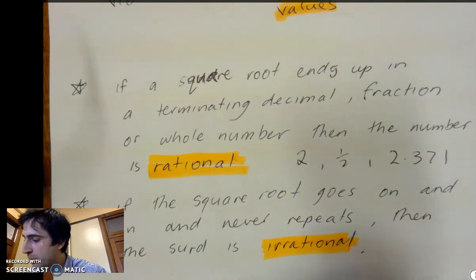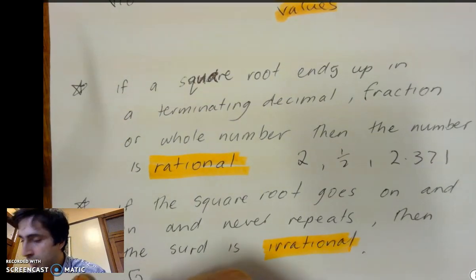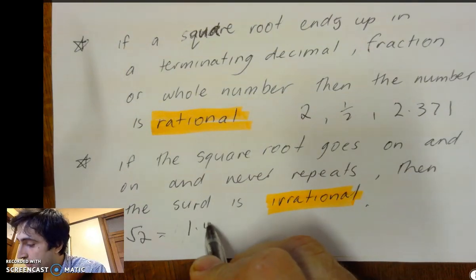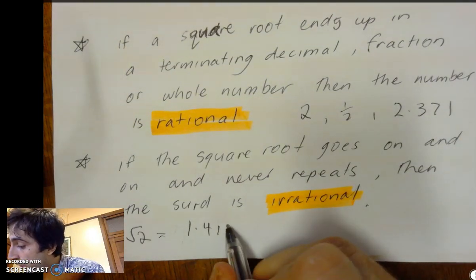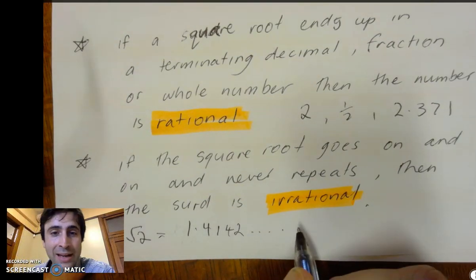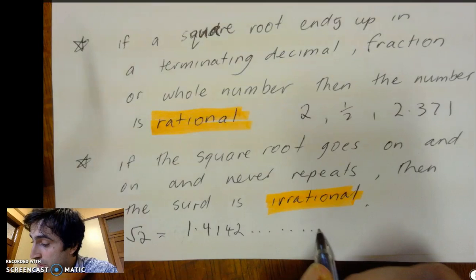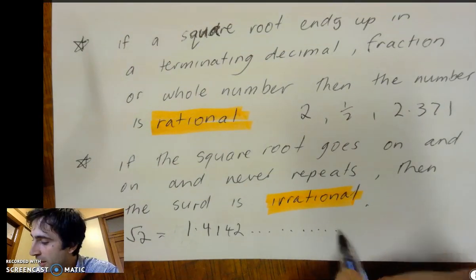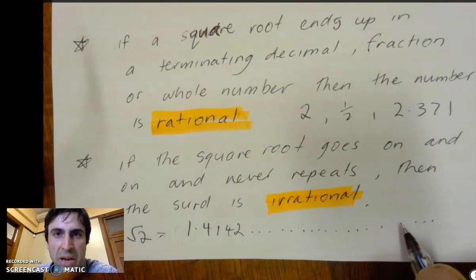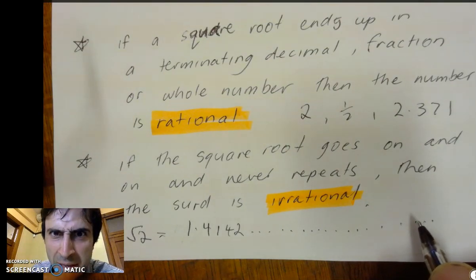But what happens when we do square root 2? It's 1.4142, blah, blah, blah, blah. And it will continue like pi. It will go on forever and ever and ever. It will never stop. It will never repeat. It will go on and on.